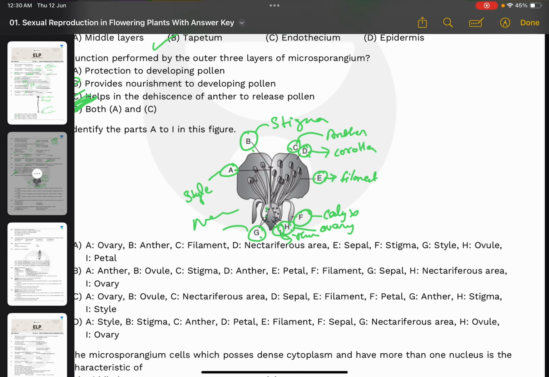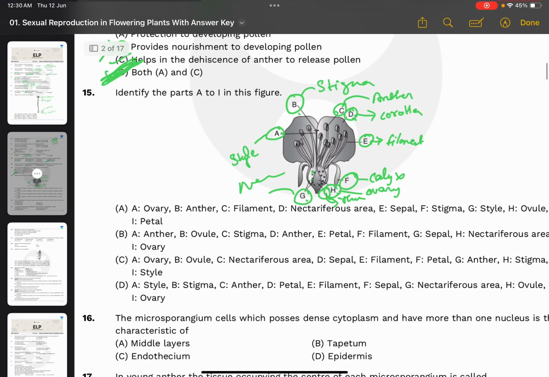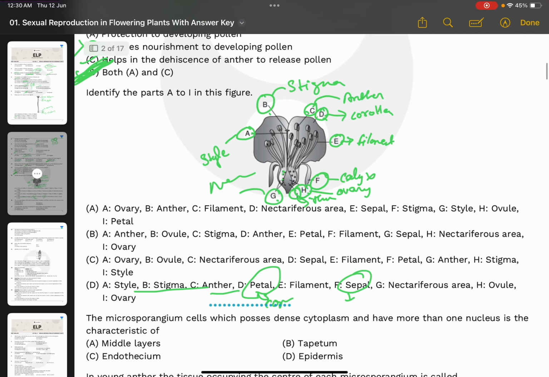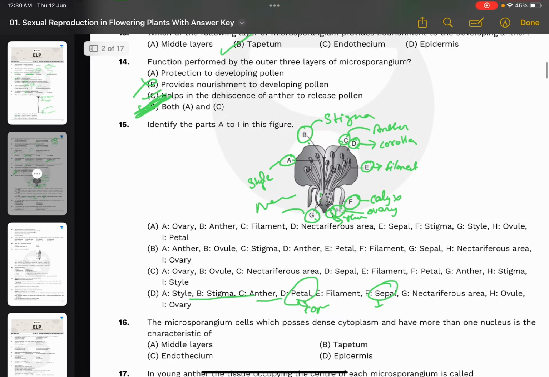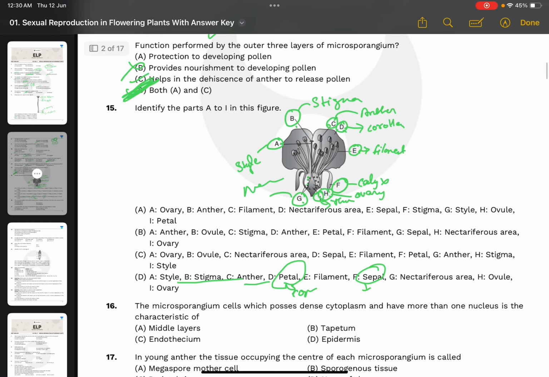So here from A to B we have style, stigma, anther, petal, also called corolla, then filament, and then calyx, which is called sepal. You can see we studied this very well in the morphology chapter of class 11. So nectiferous area. H is not the nectiferous area. Okay, sorry for that. G is the nectiferous area. I am right.